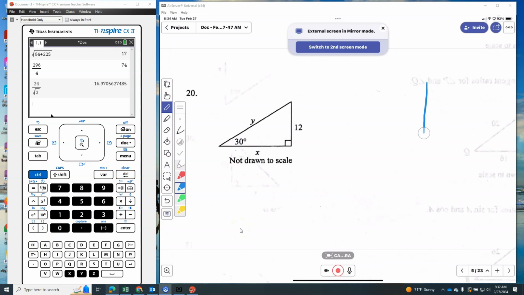Once again, you have a 30, 60, 90, and you have access to the foldable. This is x. This is 2x. This is x square root of 3. So 30, this is the shorter leg. This is 60. This is 90. So the length of the hypotenuse is twice, so that's 24. The length of the longer leg is the shorter leg times the square root of 3.